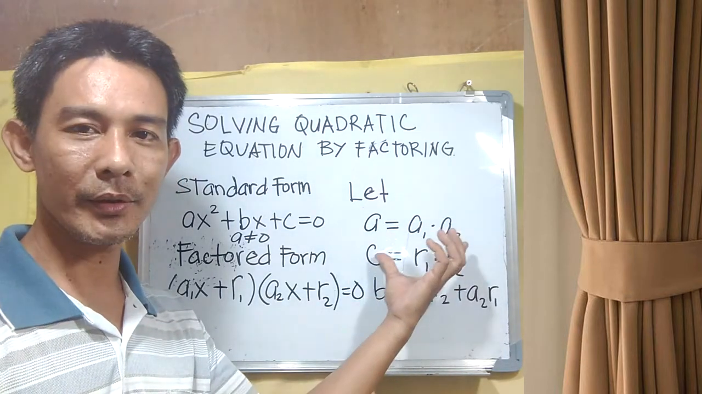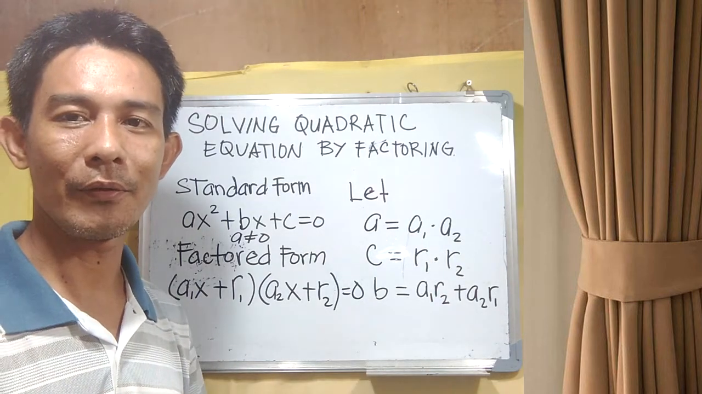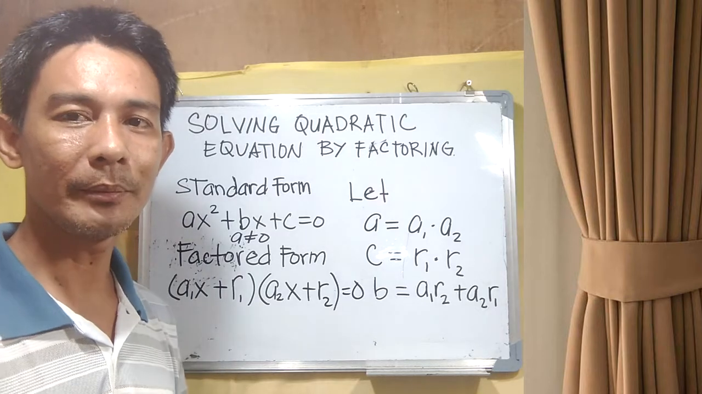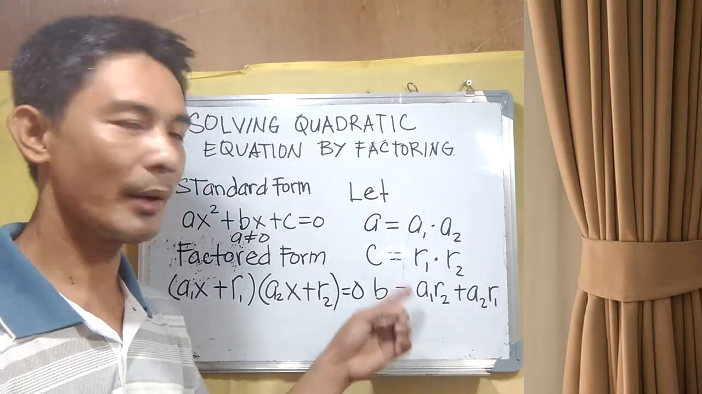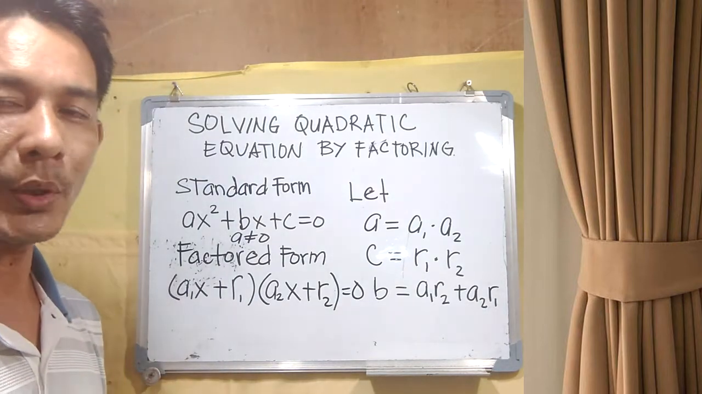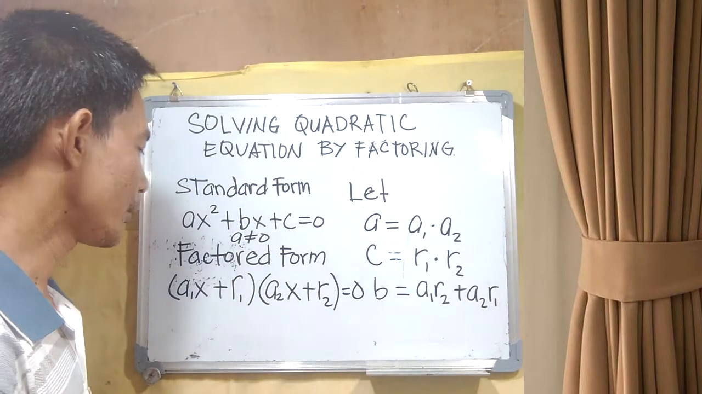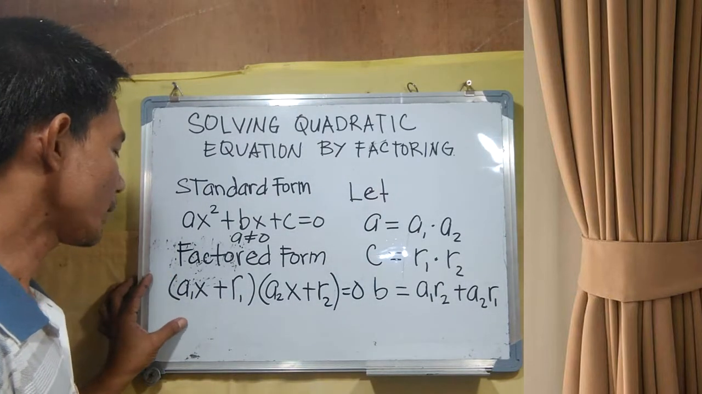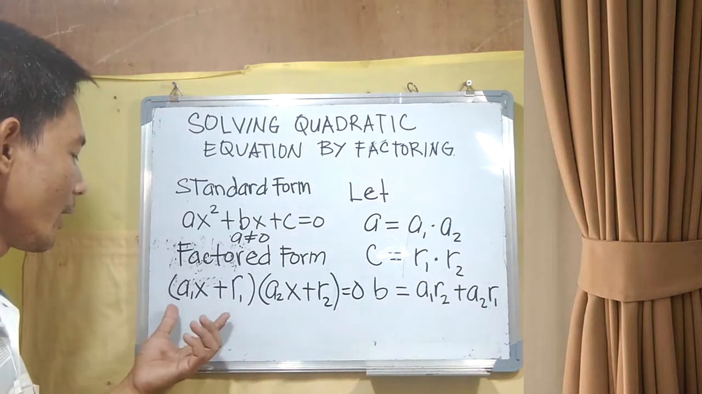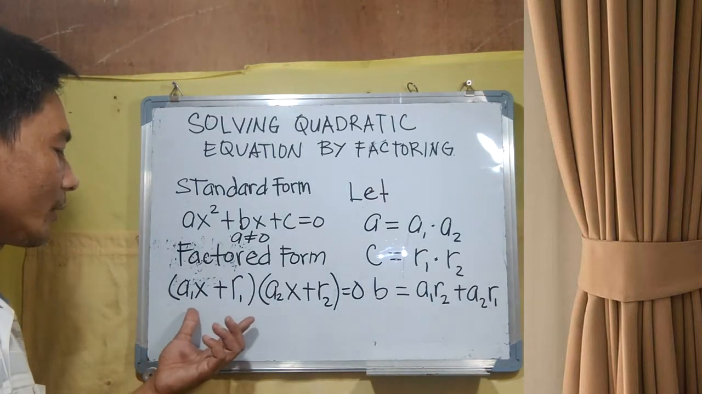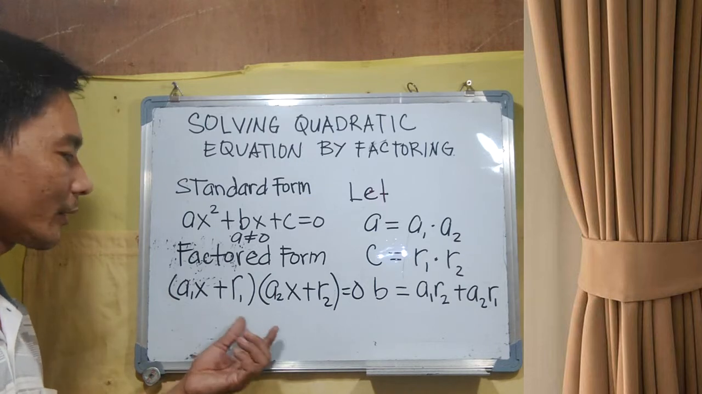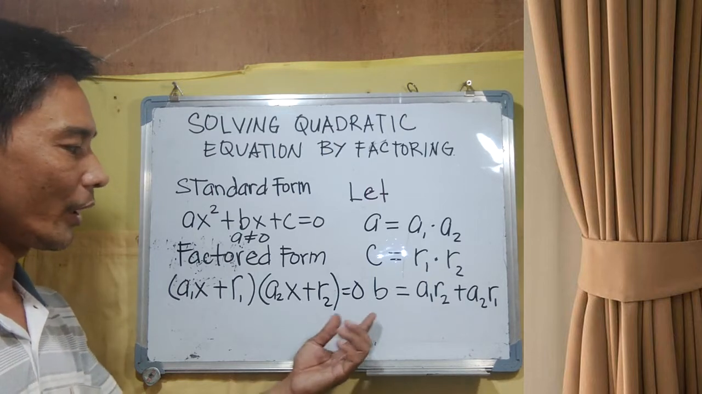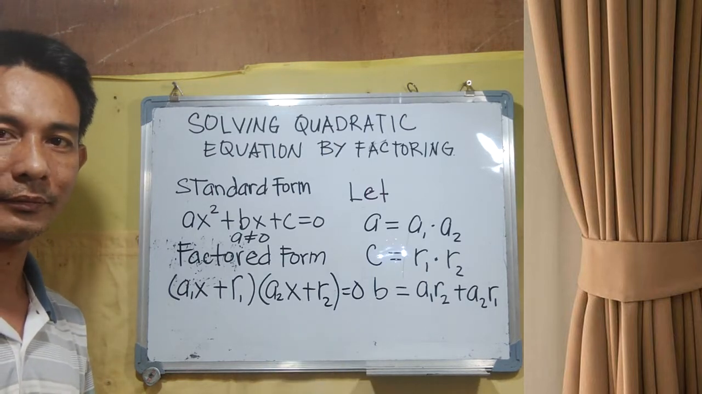So we are going to use these variables in factoring the numerical coefficients of the quadratic term, or rather the leading term, and also the constant, so that we can substitute these values to our factored form of the quadratic equation. So let the factored form of quadratic equation be quantity a sub 1 x plus r sub 1 times quantity a sub 2 x plus r sub 2 equal to 0.